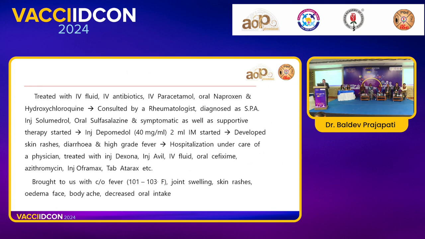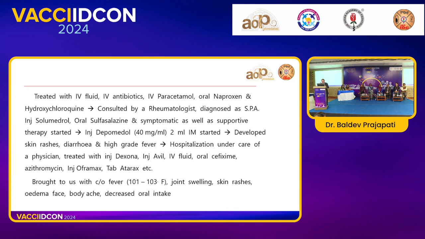I will run a little bit fast. Treated again with IV fluid, IV paracetamol, naproxen, hydroxychloroquine. Consulted by a rheumatologist, diagnosed as, I could not understand what the SPA is, but some rheumatological condition. Started Solu-Medrol, oral sulfasalazine, and symptomatic as well as supportive treatment.